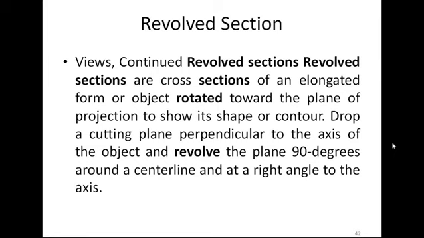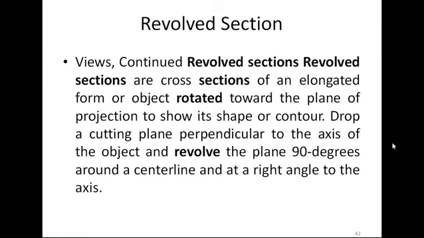Now we are going to see the revolve section, since we have learned about the offset section. Revolve sections are cross sections of elongated forms or objects, rotated towards the plane of projection to show its shape or contour.